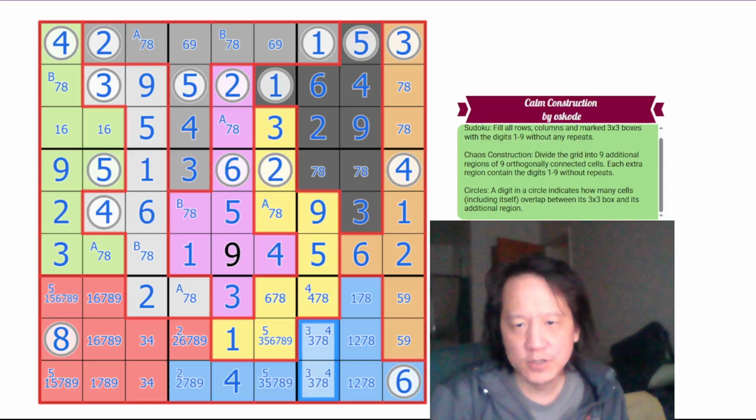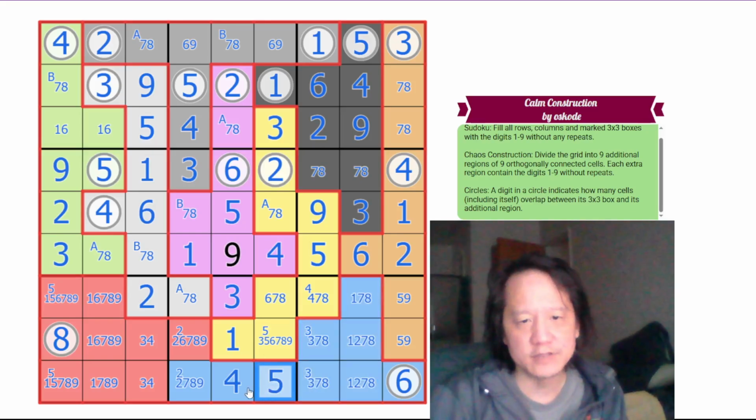4's here, which eliminates 4 in the rest of the blue region. And we need 5 and 9. So this is 5 and this is 9. And this makes that 2. So this is done as a region.